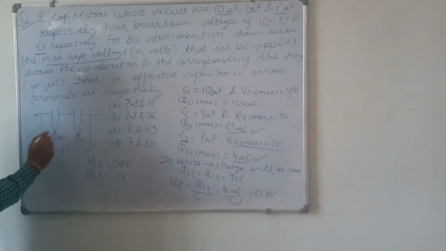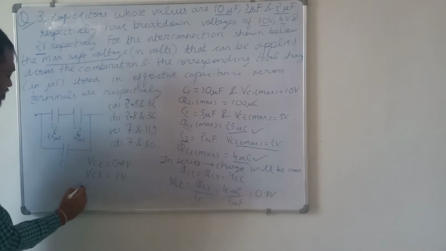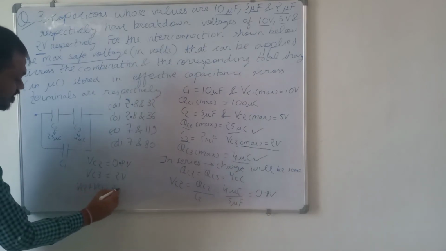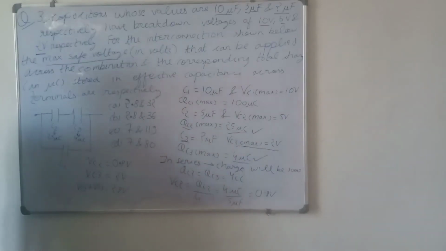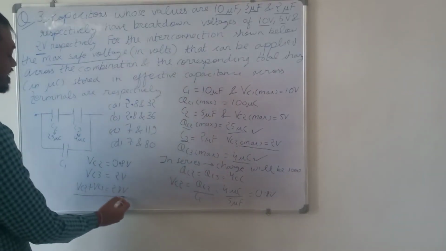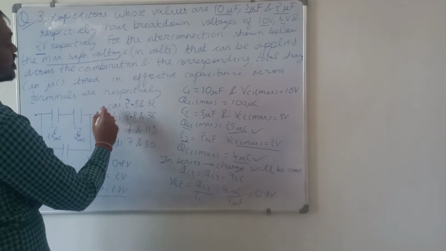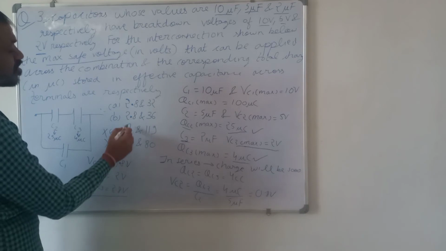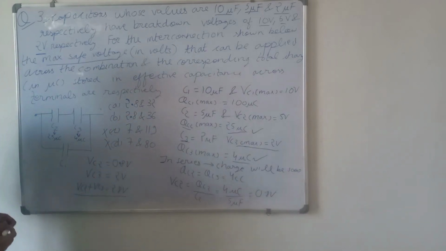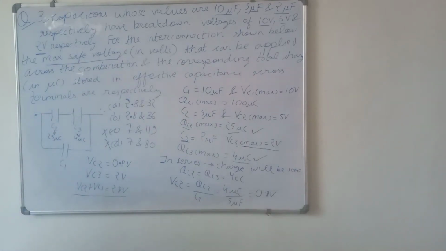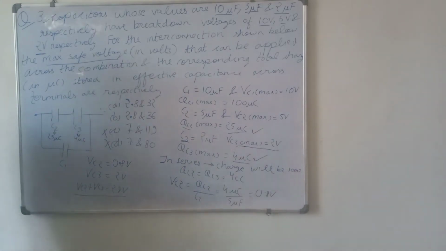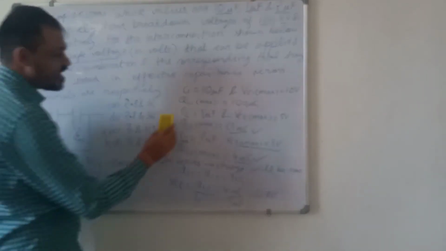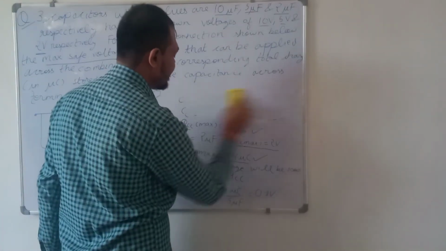In series the voltages will add. So the voltage is VC2 plus VC3, equal to 2.8 volt. So out of these options, C and D cannot be possible, because the value of voltage can only be 2.8 volt.